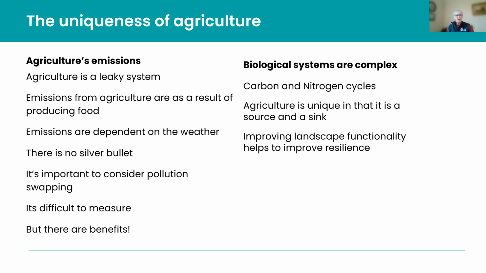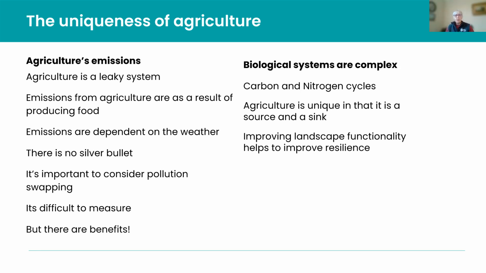And it's important to consider pollution swapping. By that, I mean it's not much good if you get rid of one area of pollution only to have a higher level of emission in another area. So we have to be able to look across the whole system, and in this case, we're talking about the farm system. And it is difficult to measure. Right now, there are many ways to calculate a farm footprint wrongly, but there is no one way to do it accurately. And the science is evolving daily.